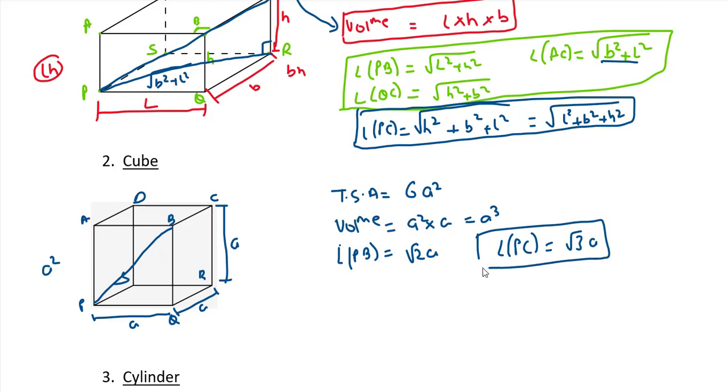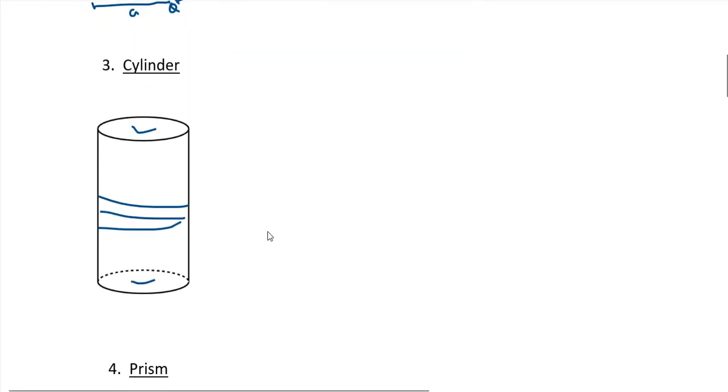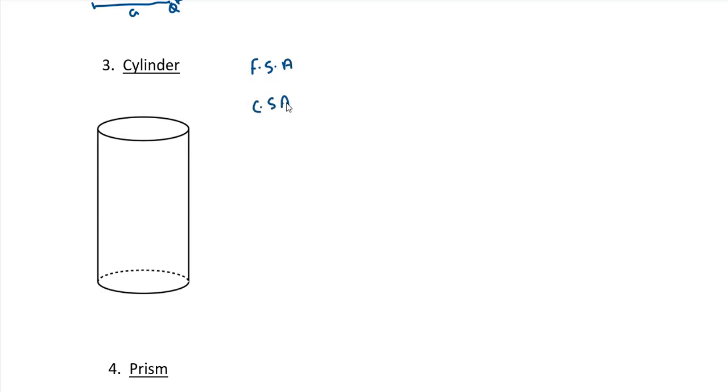So these are the equations for total surface area, volume, length of face diagonal and length of body diagonal in case of a cube. Let us now move ahead and consider the cylinder. In a cylinder, as I had previously explained to you, there are two types of surface areas: the flat surface area and the curved surface area. So the flat surface area will be the top face and the bottom face. Okay, so on the top we have a circle, and at the bottom also we have a circle.